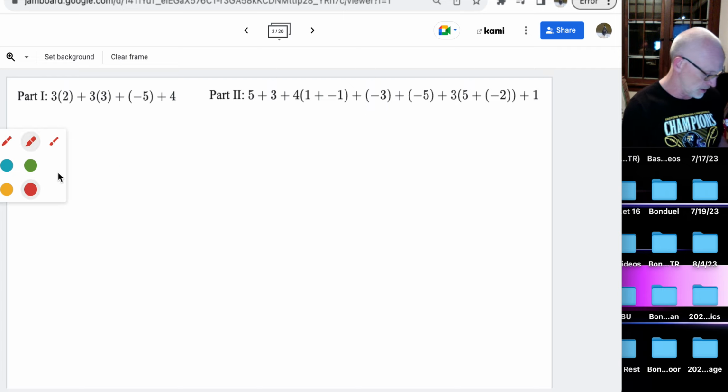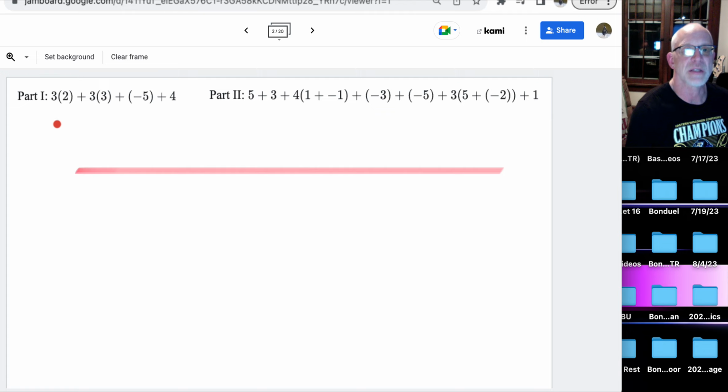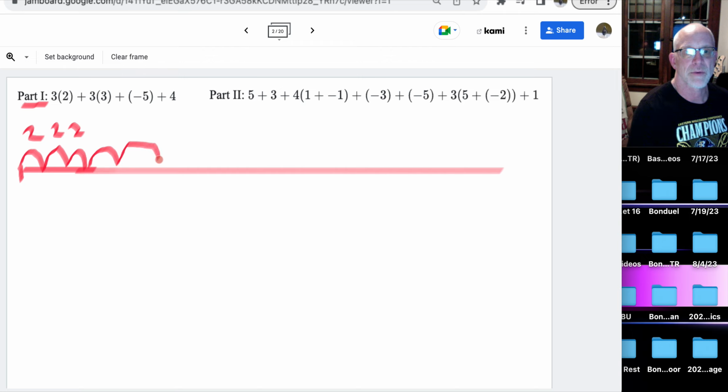All right, so let's do part 1. We see this tightrope like this, and we say, okay, this person started here and for part 1, they did 3 groups of 2. So they went 2, 2, 2, okay? And then they went 3, 3, 3.